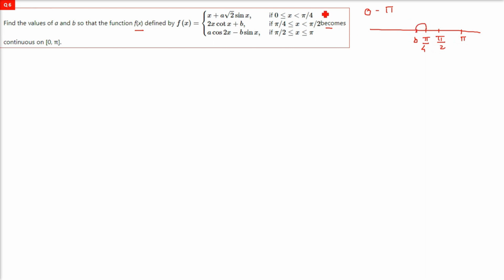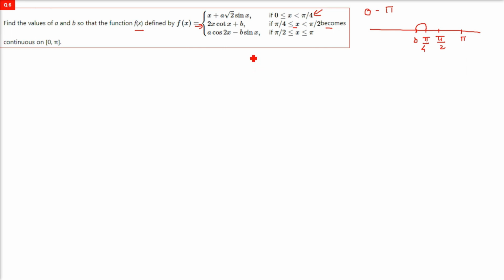Now from 0 to pi by 4, the first one is x plus a root 2 sin x. Pi by 4 to pi by 2 we will use 2x cot x plus b. And from pi by 2 to pi we will use a cos 2x minus b sin x.